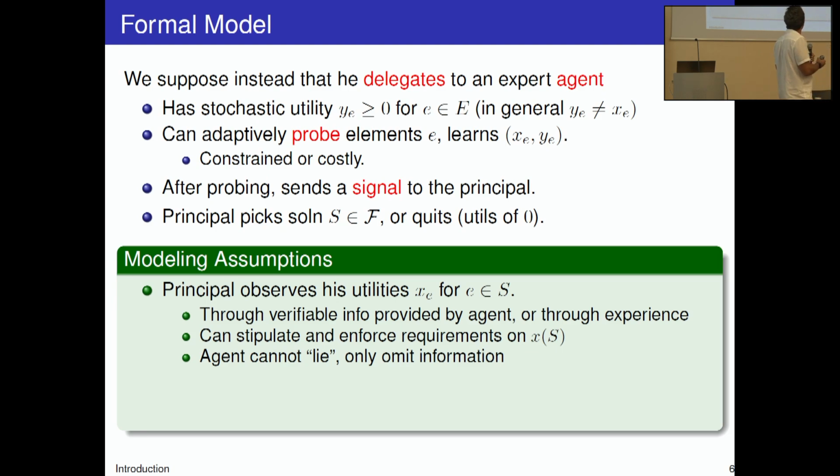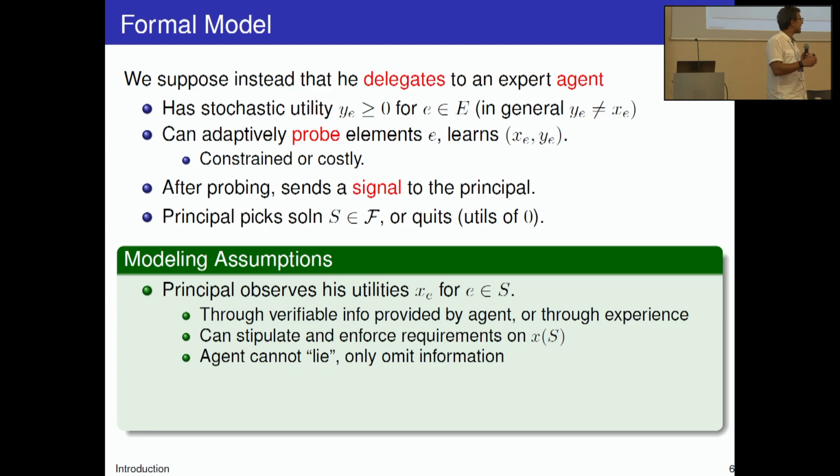Another way to think about it is that the principal gets to experience the utility of the solution through experience, and then gets to punish the agent accordingly by saying, hey, you didn't live up to your end of this contract, let's say, right? I like the first interpretation personally, and that's the one that's in the prior literature. Agent provides verifiable information about a solution they select, they suggest. And what this implies is that the principal can stipulate and enforce requirements on the quality of the solution that they end up adopting, right?